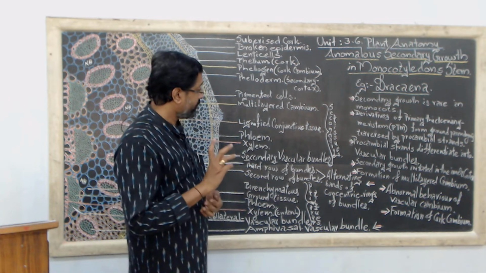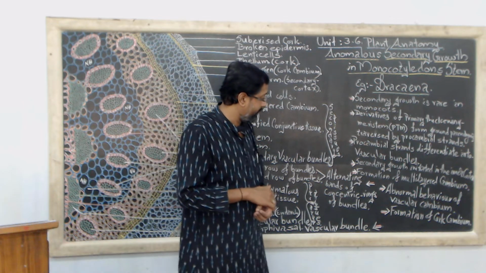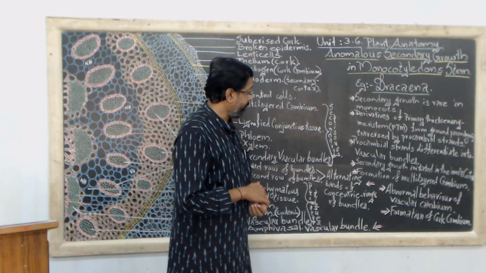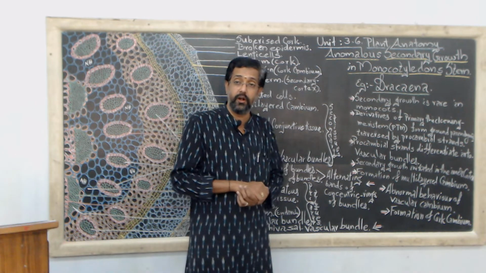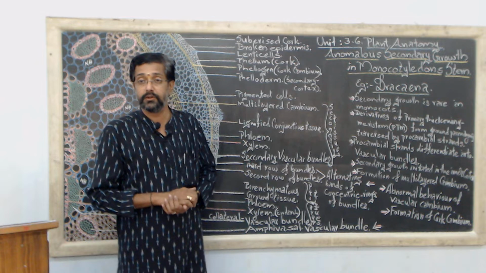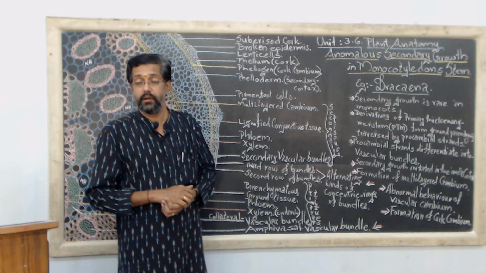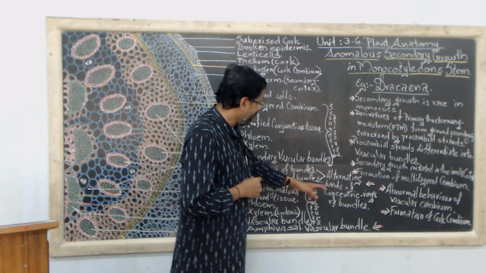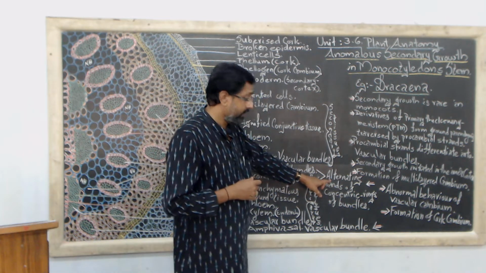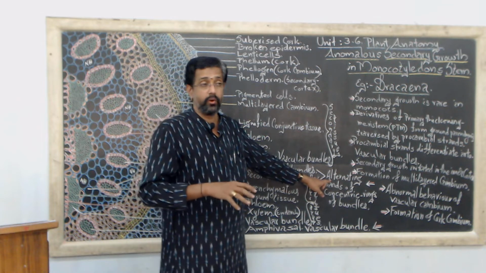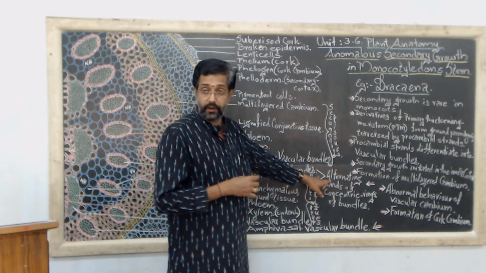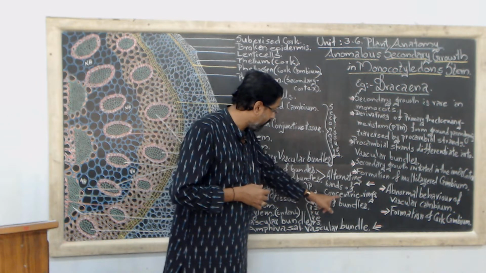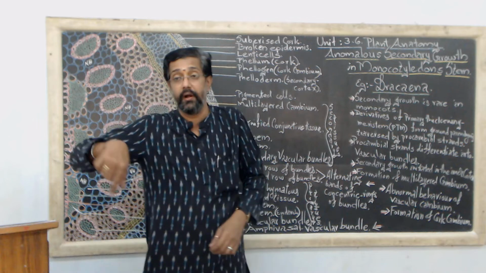And usually such bundles are formed from the primary thickening meristem, that is, from the multilayered cambium, which is developed in the ground tissue as part of anomalous secondary growth in thickness. Here we can see such bundles are placed in the outer regions of the stem of Justicia. They are alternating bands of concentric rings of bundles.